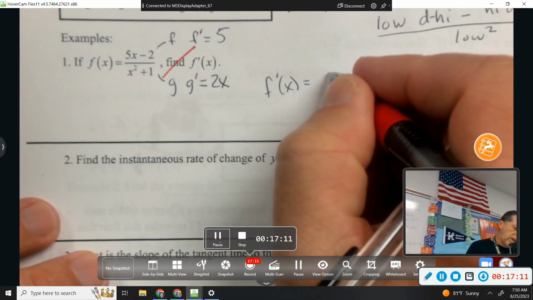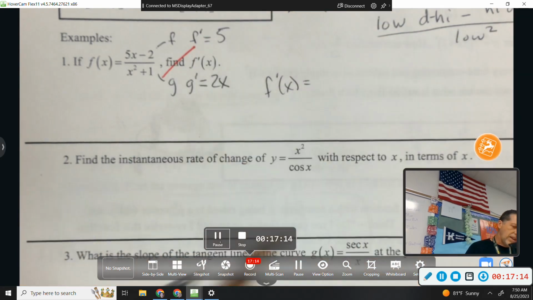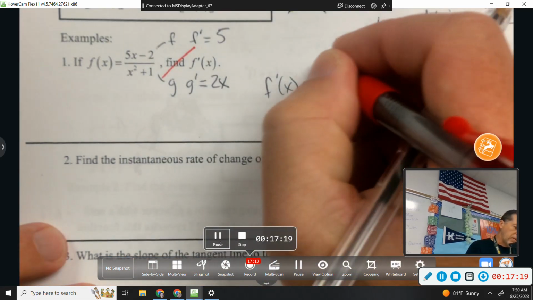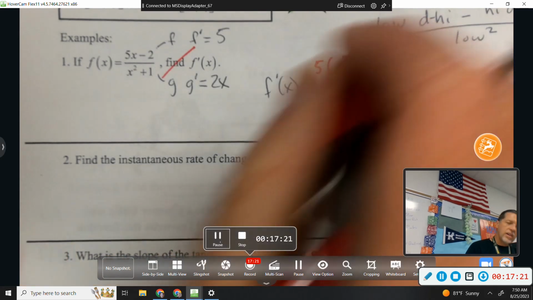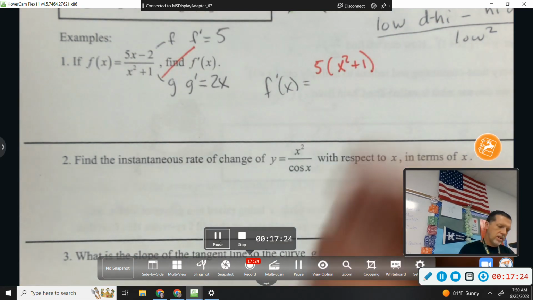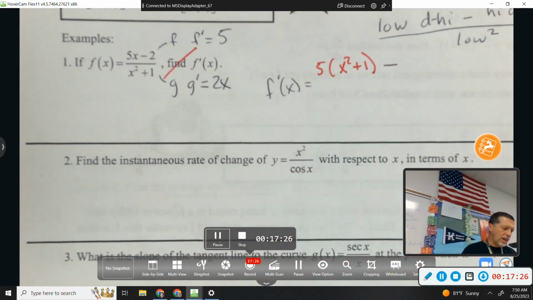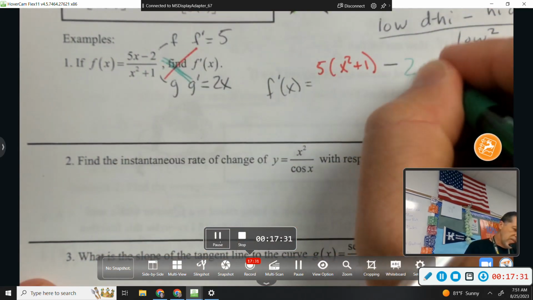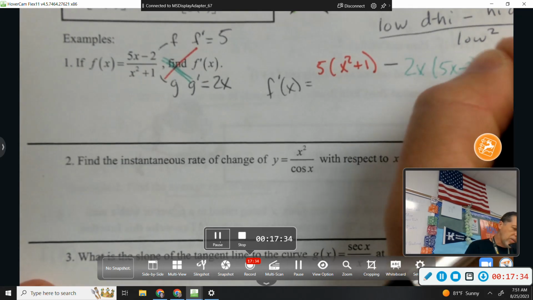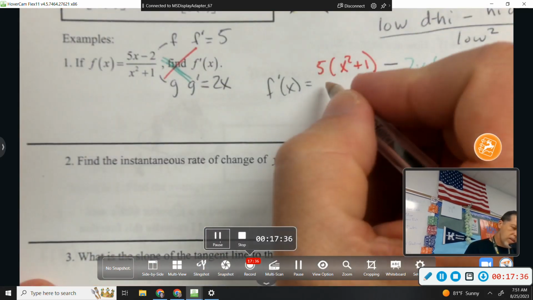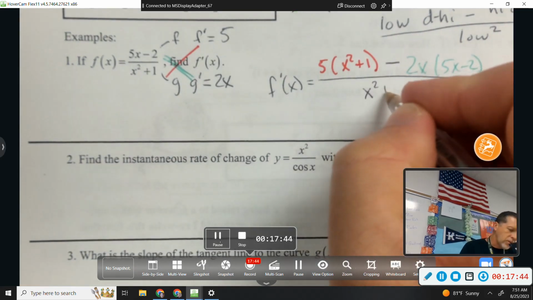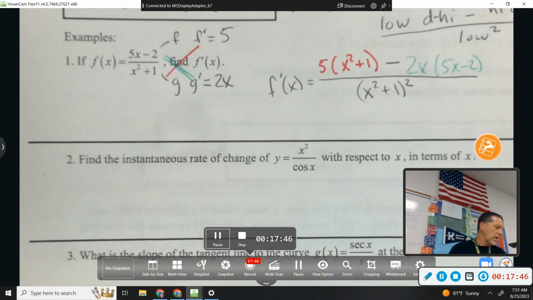So that would be x squared plus 1 times 5, but I feel like that would work better if the 5 was out front. 5 times x squared plus 1, minus the other pair: 2x times 5x minus 2. All over, now don't mess with the bottom. Don't take the derivative of the denominator. Just square it. So x squared plus 1 squared.